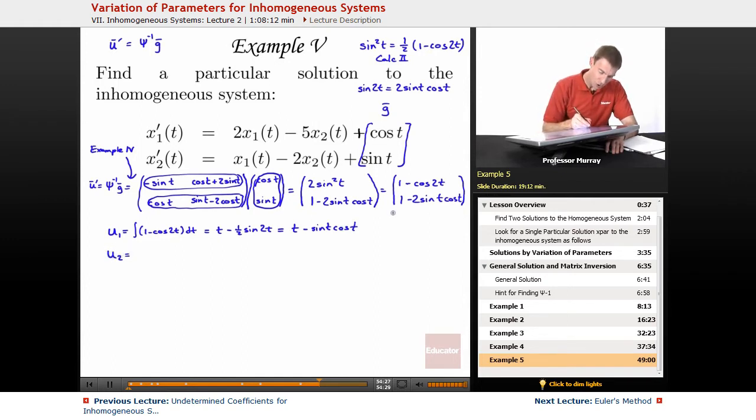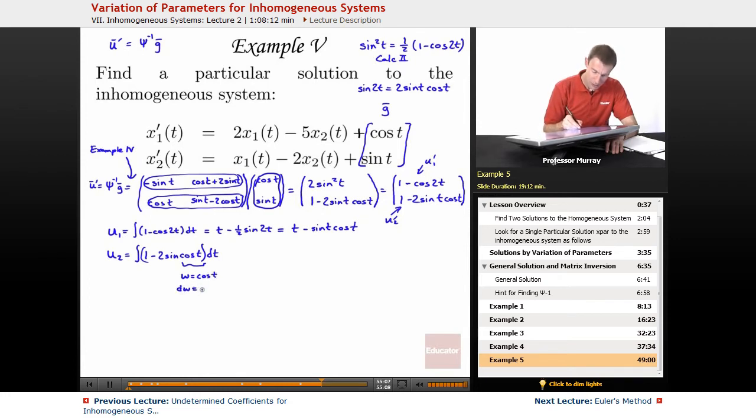Now I'm going to go ahead and find u2. That's the integral. This was u2 prime. That top row was u1 prime. So I'm going to integrate u2 prime to get u2. So 1 minus 2 sine t cosine t. Now there's a lot of ways you could integrate this, but I think the one that's going to work the best is to do a little substitution here for cosine t. And I'd like to use a u substitution, but since I'm already using the variable u for something else, I'm going to use a different variable. I think I'm going to use w. w equals cosine t.